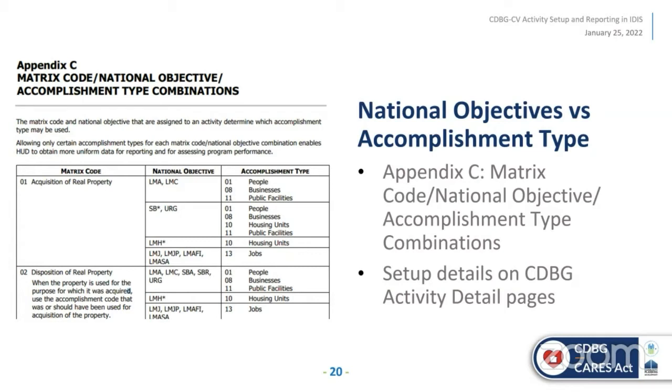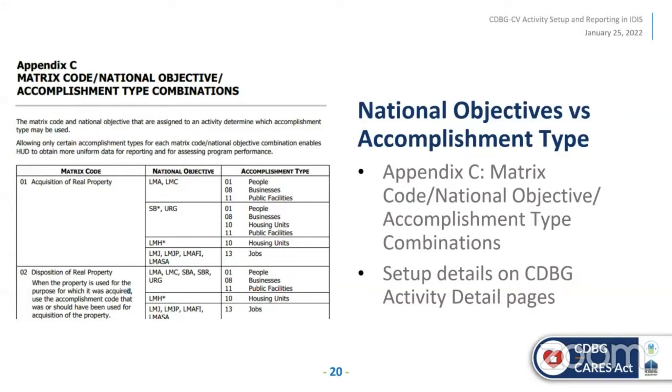And I think it's kind of important to note that if you're looking, say, at this very first one, acquisition of real property, maybe it's an LMA objective, right? Your accomplishment type might be people, businesses, or public facilities, even though what you're qualifying it with is the area, right? So there's the qualifications, and then there's also what you're counting at the very end. And so Appendix C is your friend. Download this one, hang it on your wall. This is what you really want to have when you're setting up any activity really in IDIS.